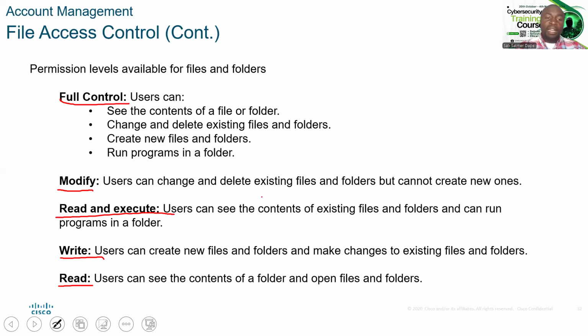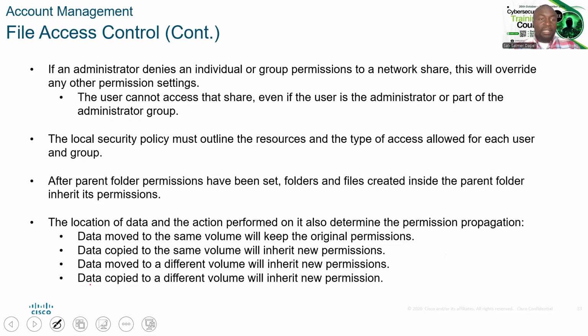So when we looked at that, we saw the fact that you can have full control, you can have modify control, you can have read and execute, you can have write, and you can have read. Now all those are like file permissions that you grant to your system, or you grant to your user. And we said that if an administrator denies an individual or group permissions to a network share, it will override any other permission settings. The user cannot access that share, even if the user is the administrator or part of that particular group. The local security policy must outline the resources and the type of access allowed for each user and group. After parent folder permissions have been set, folders and files created inside the parent folder inherit the permissions that are there.